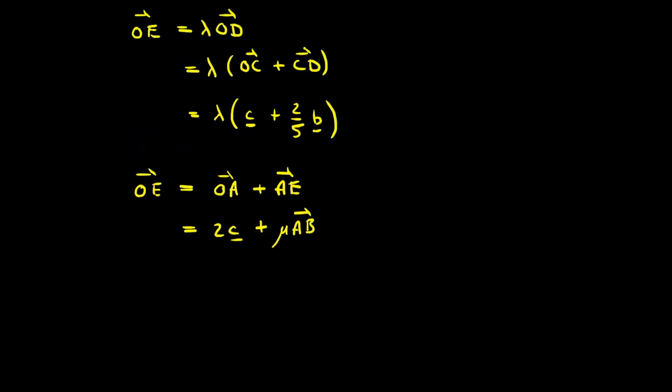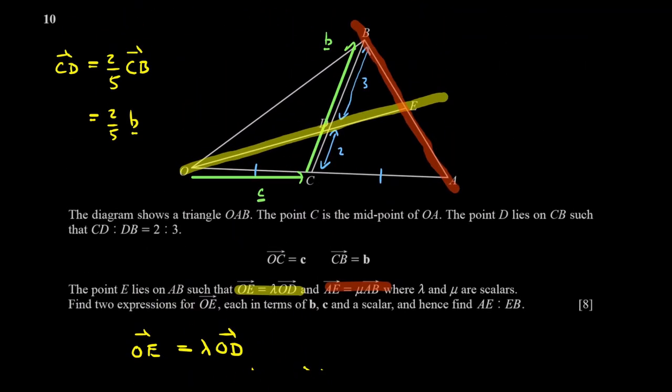All right, so now the question is, what's the vector AB? How can I go from A to B? Well, I could go from A to C, and then from C to B. So let's write that down over here. The vector AB is the same thing as going from A to C, and then going from C to B. So what's the vector AC? Well, it's the same as the vector C, but going in the opposite direction. So that's going to be negative C here.